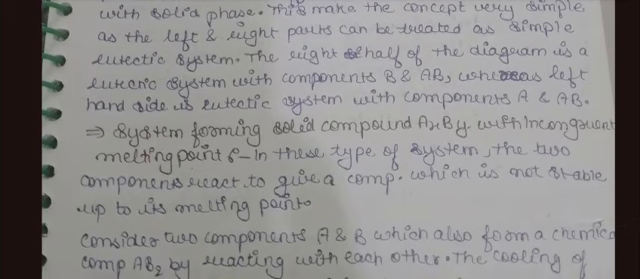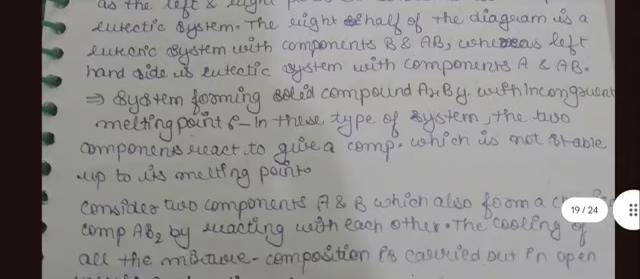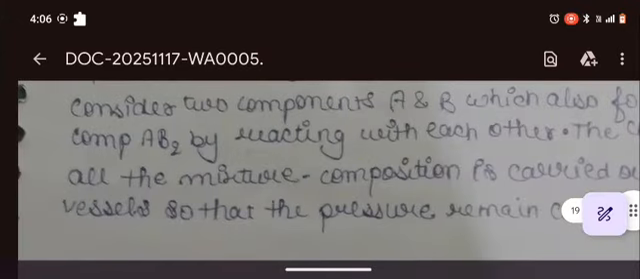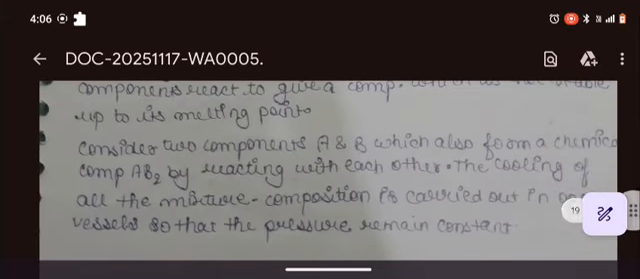System forming solid compound AxBy with incongruent melting point. In this type of system, the two components react to give a compound which is not stable up to its melting point. Consider two components A and B, which also form a chemical compound AB2 by reacting with each other.